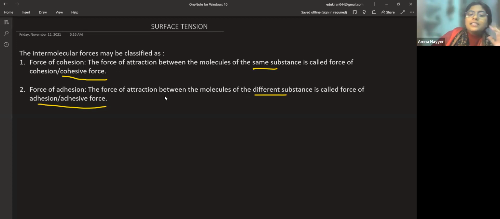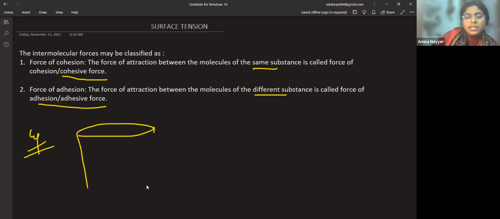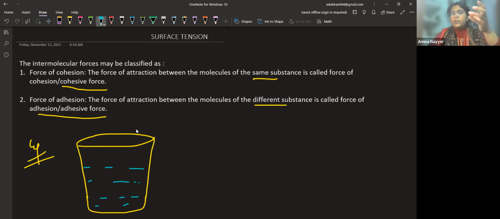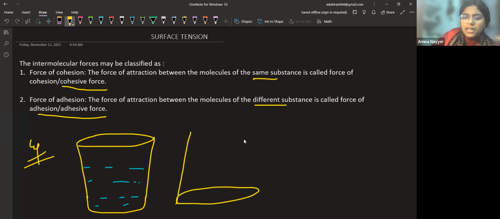Now, in some cases, forces of cohesion would be greater than forces of adhesion. In some cases, forces of adhesion are greater than forces of cohesion. So how will you determine which force is greater? I'll give you an example. In this example, I have taken a glass of water. Now, when you invert the glass, water falls down. So what happens? Are all the water droplets gone, or do you think there are some droplets left in the glass? What do you think?